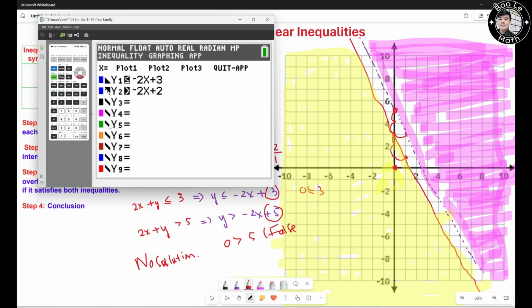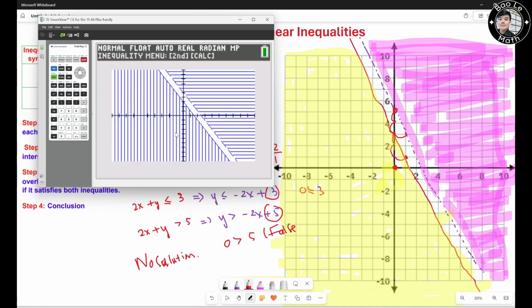Now the second inequality, y greater than -2x plus 5. So this greater than is already good. So this one I just add 5 and hit graph. Alright, so you see that the two regions right here have no overlapping regions, which means there is no solution to the system of inequalities.